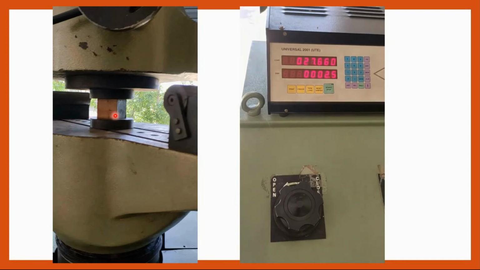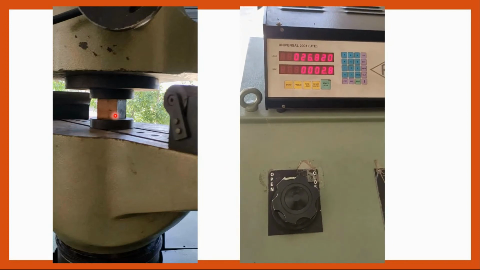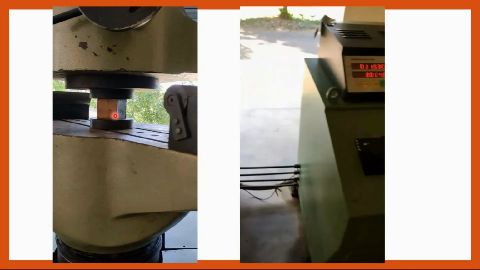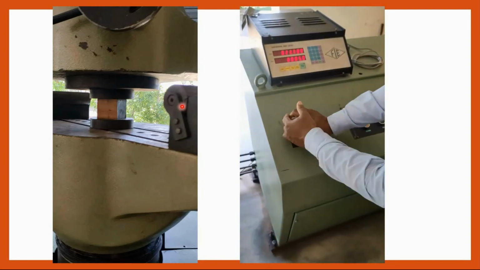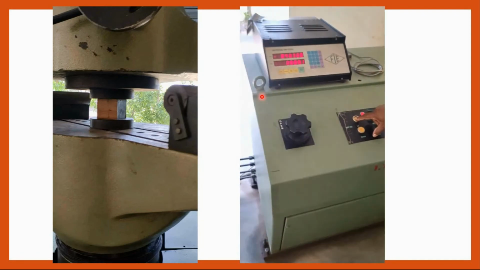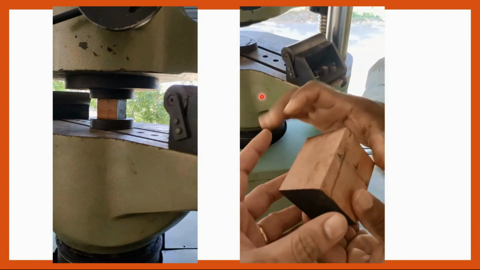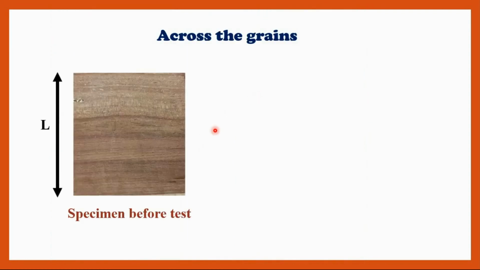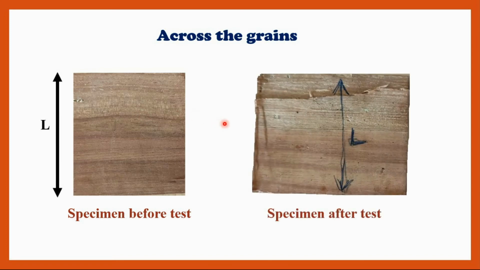Note down the reading. The test is continued until the specimen gets fractured, and note down the maximum load. Now the specimen is fractured, so release both the valves and press the up button. Now I remove the specimen from the UTM. This is the specimen before the test, which is perpendicular to the grains. Now the specimen after the test has fractured like this.